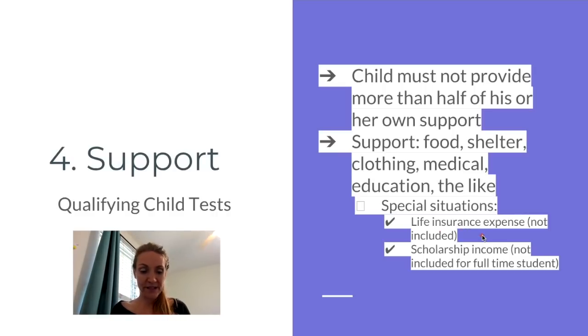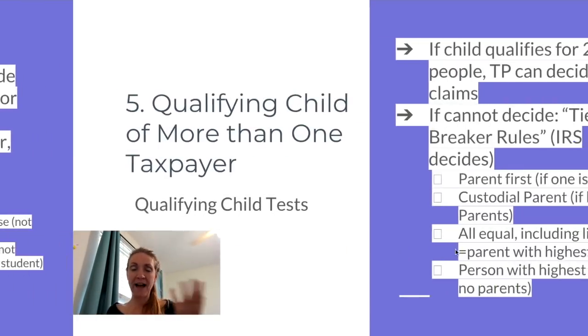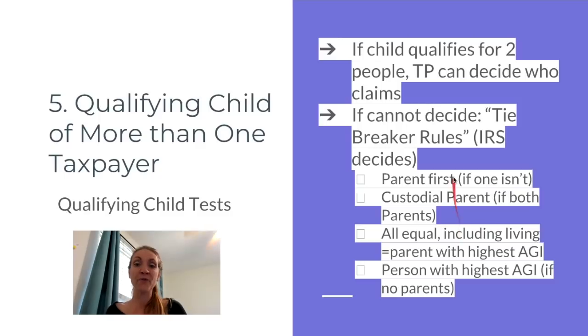So life insurance expense is not included. Scholarship income is not included as income in supporting the child if the child is a full-time student. So that's beneficial to the student. Life insurance expenses being excluded would be less beneficial. But how many children have life insurance? Very wealthy ones, usually.